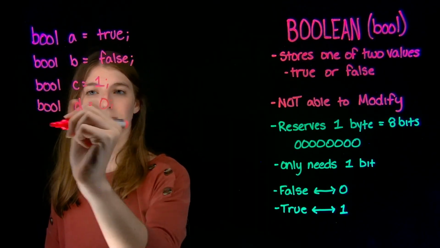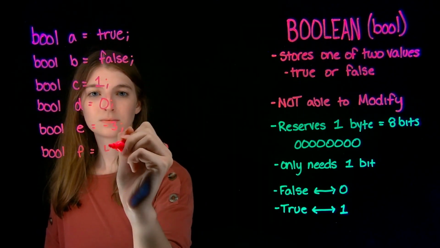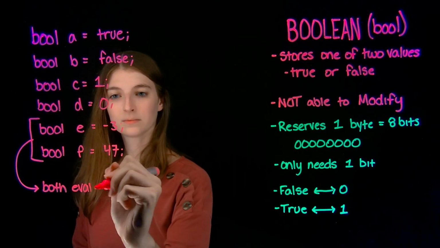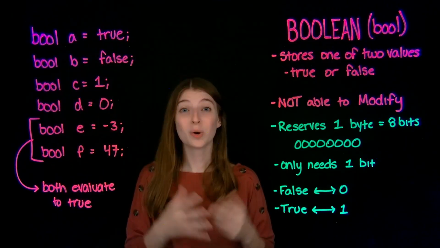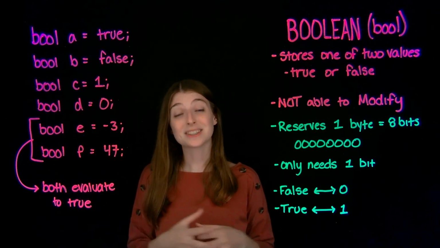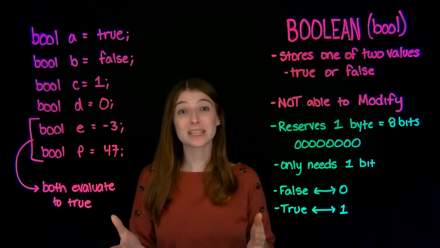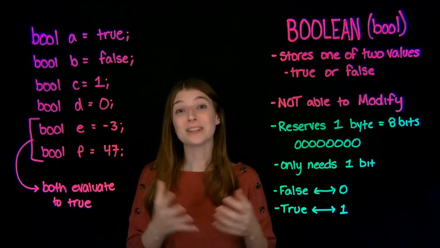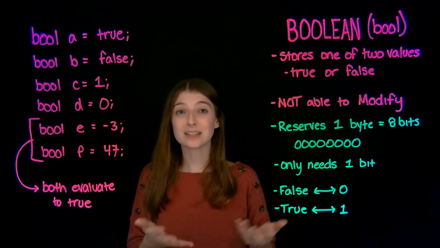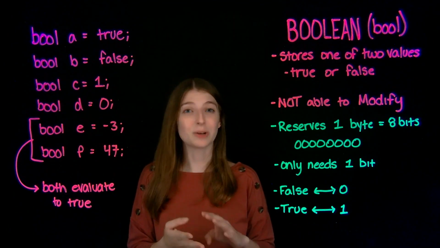But even if you type a number, it still works. Any non-zero value is automatically treated as true in C++. So -3 and 47 would both evaluate to true. While you can assign any number to a Boolean variable, I wouldn't recommend it because the original value is going to get lost. Any non-zero value is going to get converted to 1. So while this does work, I wouldn't recommend it because it's going to look confusing to you and to other people that read your code. I would just stick to true, false, 0, and 1.